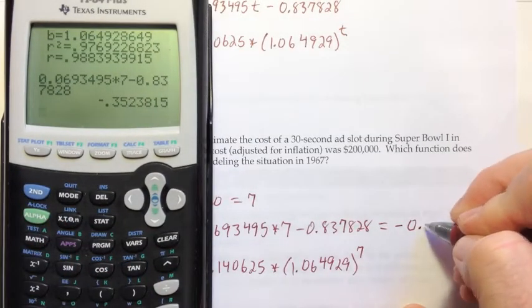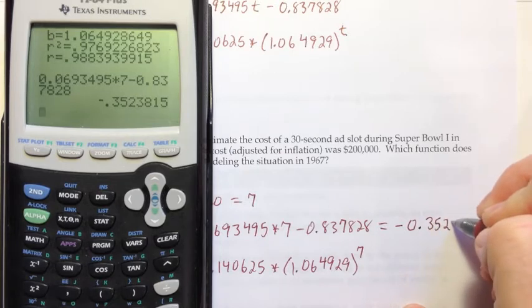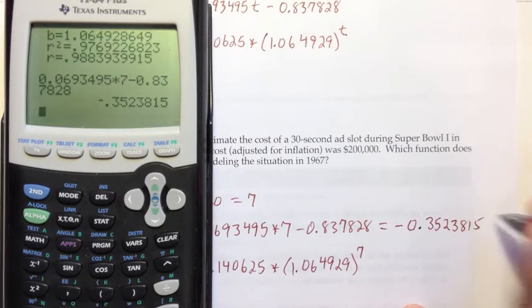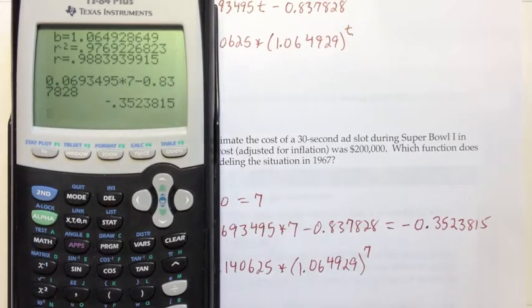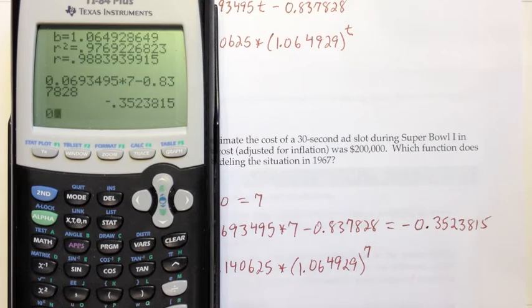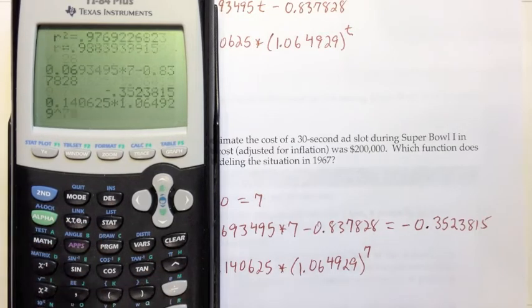Negative 0.3523815. I'll just put everything I see. And then let's see what we get for the exponential one. So for that one, we have our base of 0.14, sorry, our multiplier out front, 0.140625 times our base, 1.064929 raised to the 7th.